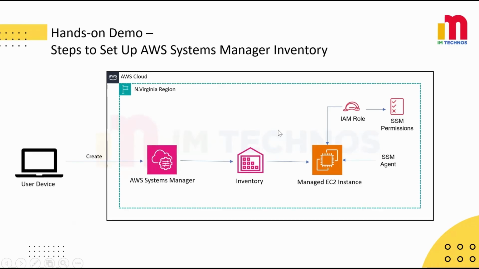To set up AWS Systems Manager Inventory, first create an IAM role with the relevant SSM policy attached. Then launch an EC2 instance with the SSM agent installed and attach the IAM role. Once the instance appears under the managed nodes, go to the AWS Systems Manager Inventory and configure the inventory collection settings. After setup, AWS Systems Manager will automatically start collecting metadata from the instance, which can be viewed directly from the inventory dashboard. Now that we understand the steps, let's jump into the hands-on demonstration.